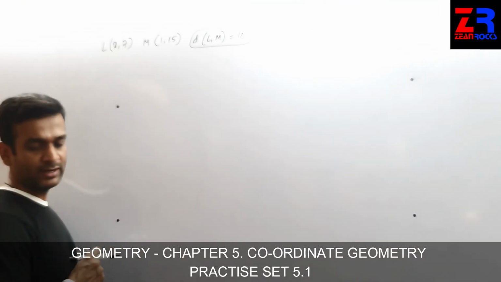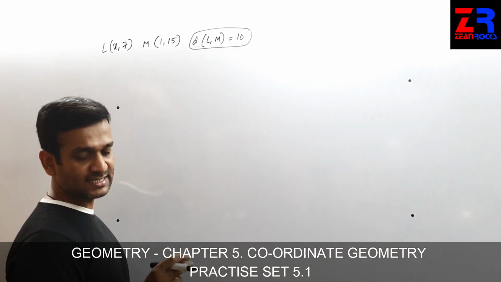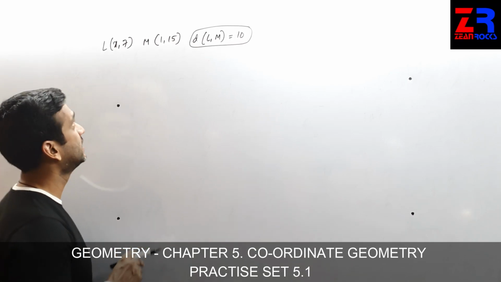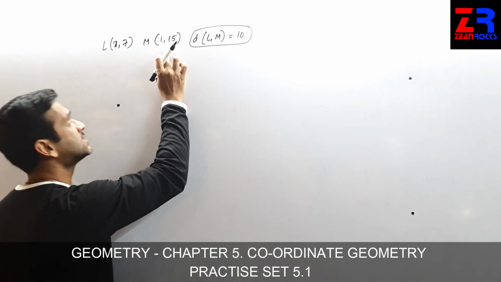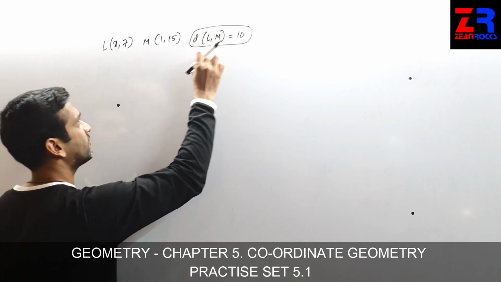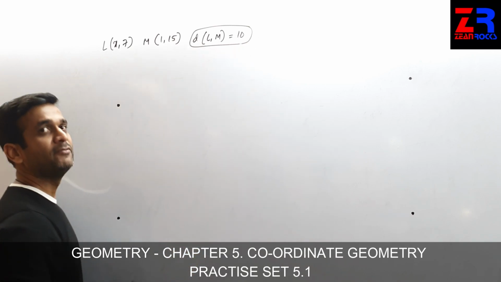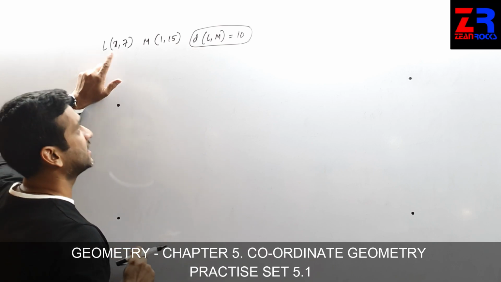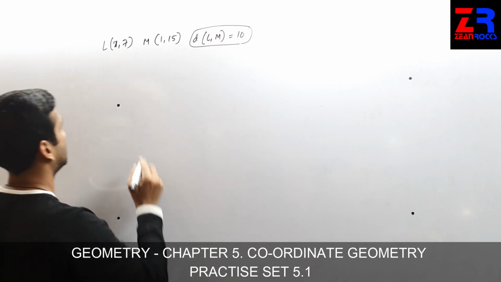This is question number 7. Find x if the distance LM is 10. Now LM is given and the distance of LM is given as 10. We are supposed to find the value of x. हमें x find करना है, missing variable find करना है.